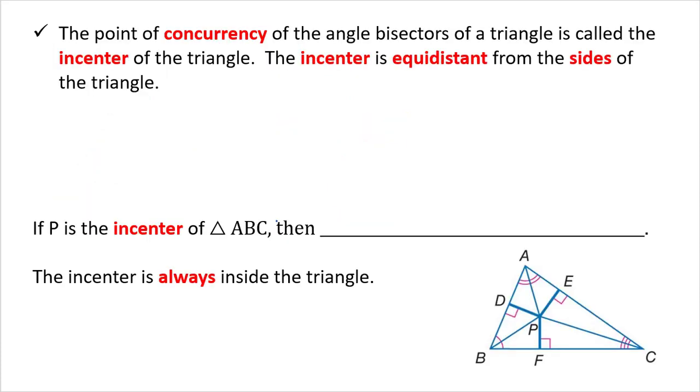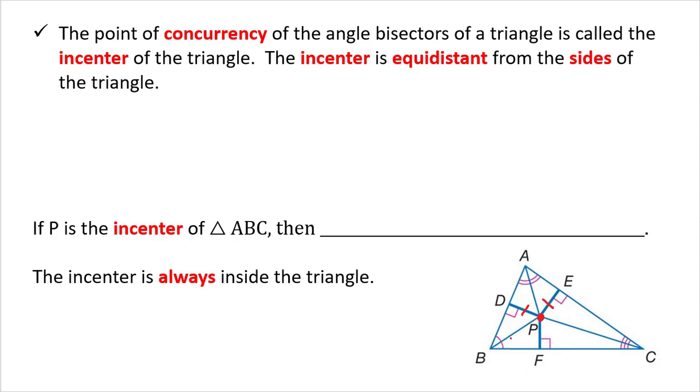The point of concurrency of the angle bisectors of a triangle is called the incenter. The incenter is equidistant from the sides of the angle. Okay, so let's talk about what that means here. So if P is the incenter, P is on the angle bisector of this angle DAE here. That means if it's on the angle bisector, it's equidistant. Those two segments are congruent.